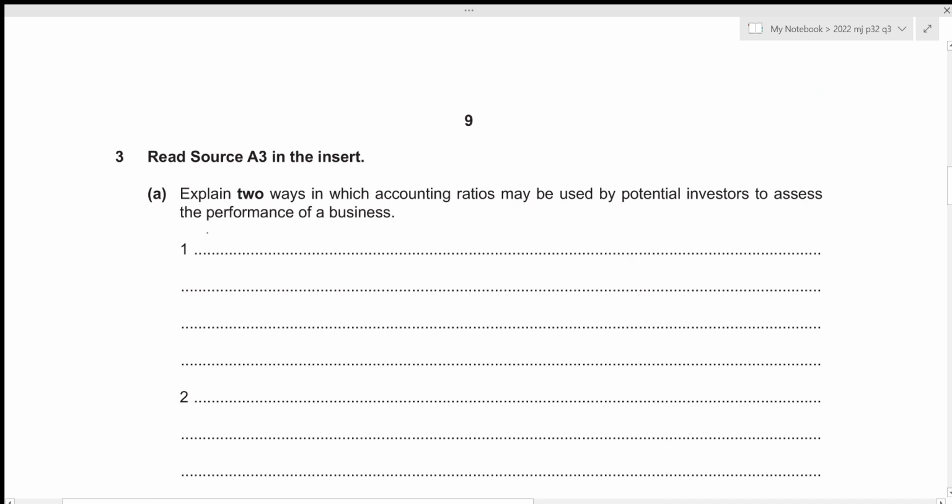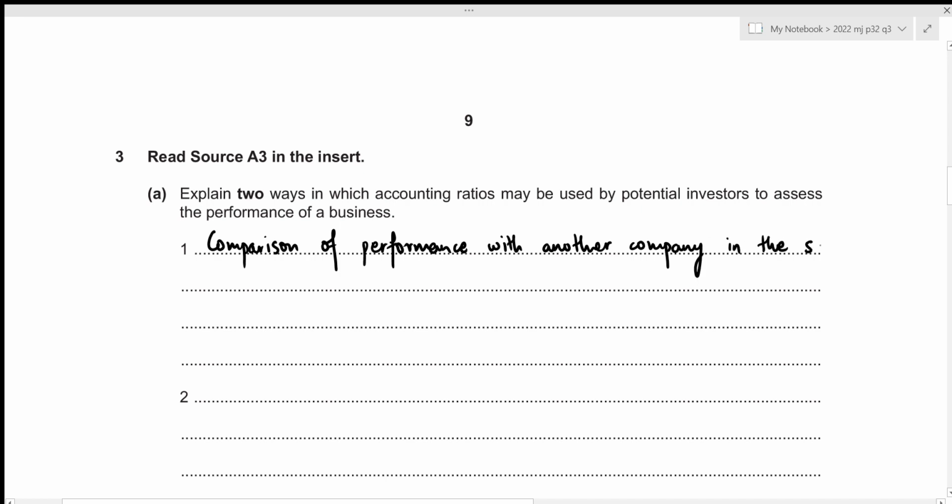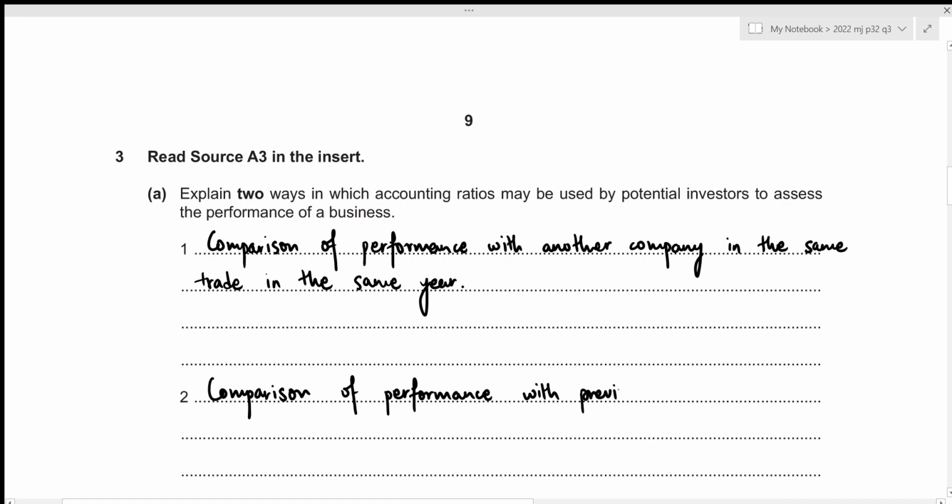So firstly, there is comparison of performance with another company in the same trade in the same year, or there could be comparison of performance with previous years of the same business. Okay, this concludes the first part of this question. Let's move to the second one.